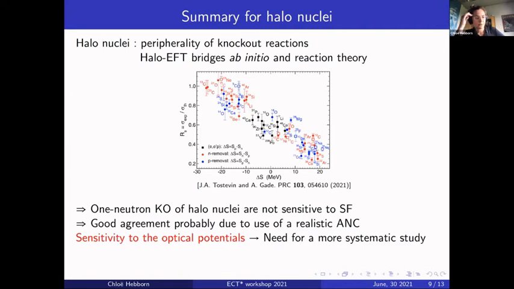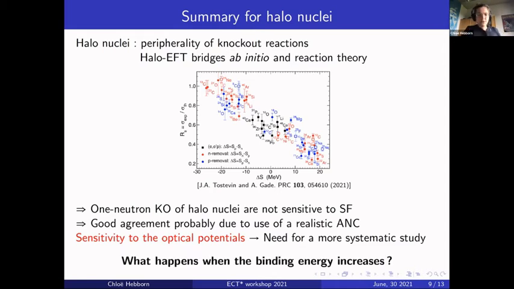And I think that one interesting point that this study showed also is that there is a strong sensitivity to the optical potential that is needed. We should evaluate this sensitivity in a more systematic study using, for example, Bayesian analysis.